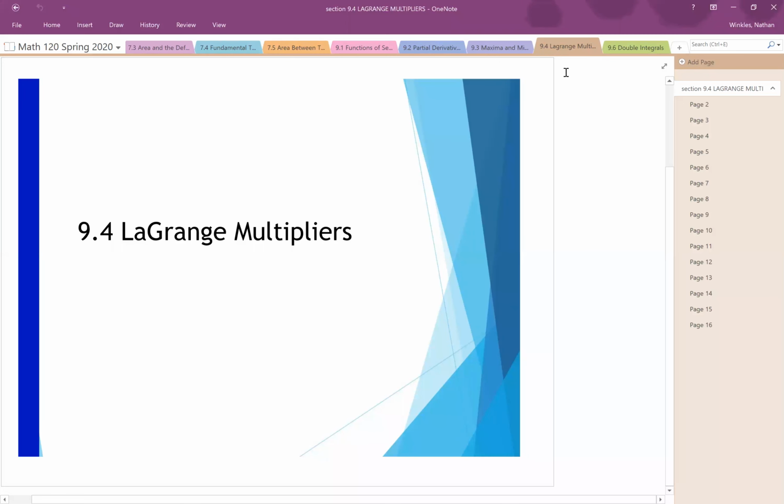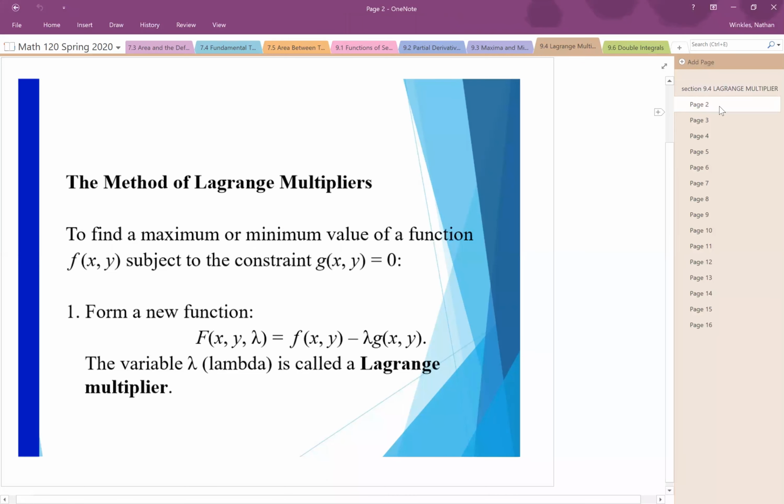All right, so now we're going to get started with section 9.4, Lagrange multipliers. This is going to take us to the next level of optimization-based problems and figuring out how we want to do that. So the method of Lagrange multipliers finds a maximum or minimum value of a function f of x, y, subject to some constraint g of x, y equals 0. So this is heavily business oriented.